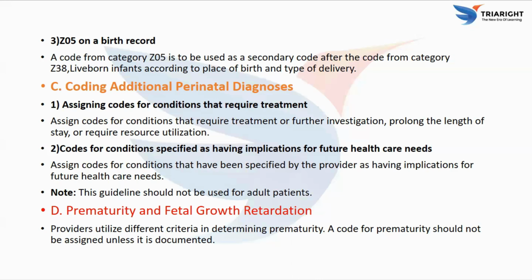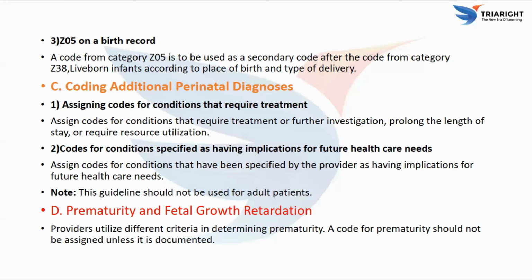And the guideline is prematurity and fetal growth retardation. So only code prematurity if it is documented by the provider. So you cannot assume prematurity based upon only the birth weight or gestational age unless the provider states it clearly. For example, like if the provider documents premature infant 34 weeks, you have to code prematurity. If the provider documents low birth weight infant but does not mention prematurity, you should not code prematurity.